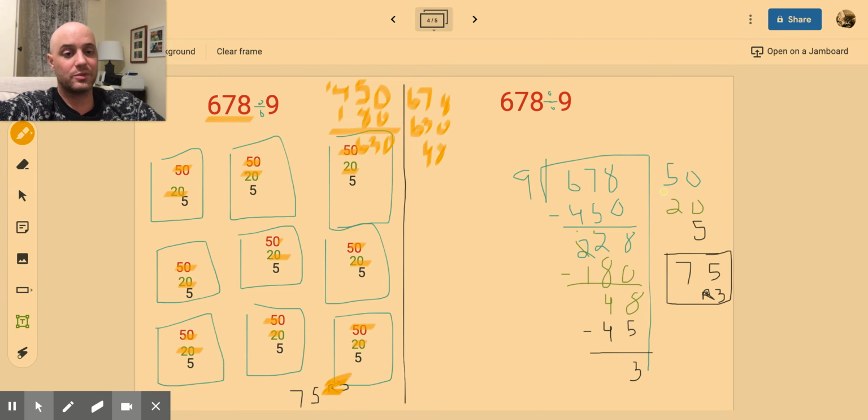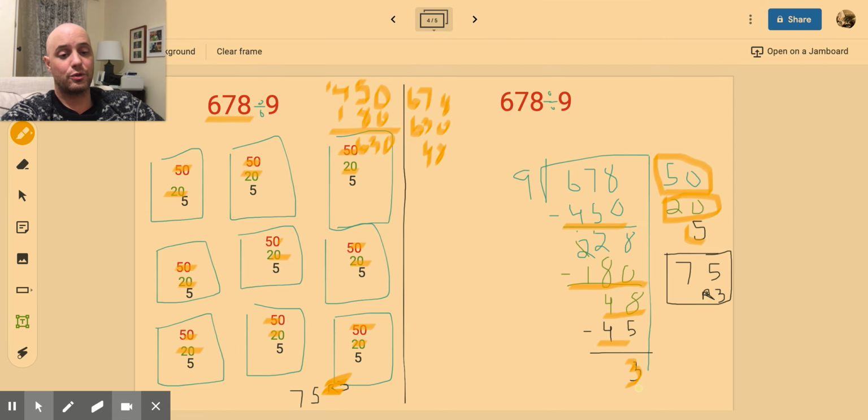9 times. We just write 50 one time and say, okay, 9 times 50, that's 450. Now let's subtract and see how much more we need to divide. We need to divide 228 more. So let's put 20. 20 times 9, well, 2 times 9 is 18. So 20 times 9 is 180. Let's subtract. We have 48 more to go. 5 times 9 is 45. So let's subtract, 3 more to go.